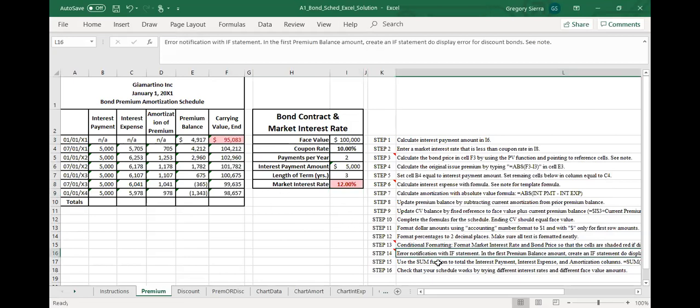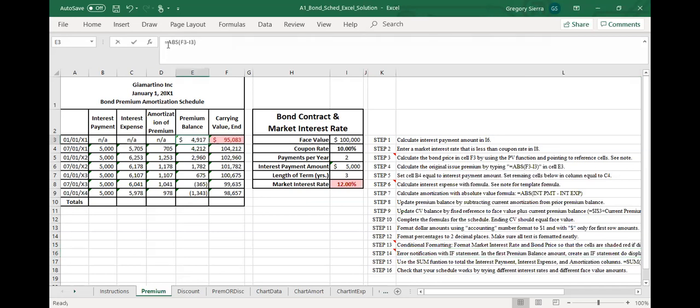Error notification with an IF statement in the first premium balance amount. What that's all about is we'd say if this amount is less than, so if the price at the beginning is less than the face value, then comma, we're going to write error. Otherwise, go ahead and calculate the premium and close the parentheses. Did that work? Yes. Okay, that's all good. And let's put this back in 8%.